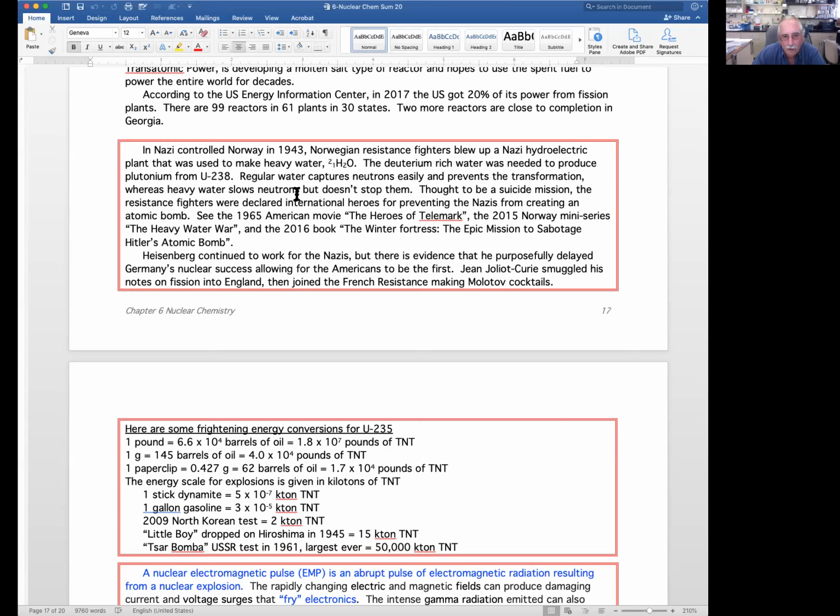the Nazis had taken over Norway and made a plant where they were making heavy water that was needed to produce plutonium so they could get nuclear bombs. But these resistance fighters went on a suicide mission. They thought they wouldn't be able to complete the mission. Even if they did, they didn't think they'd survive. But they did. They went in there and they blew it up. There was a movie called The Heroes of Telemark and some other stuff like that. And yeah, you can imagine if the Nazis had the bomb before we did, that would be a problem.